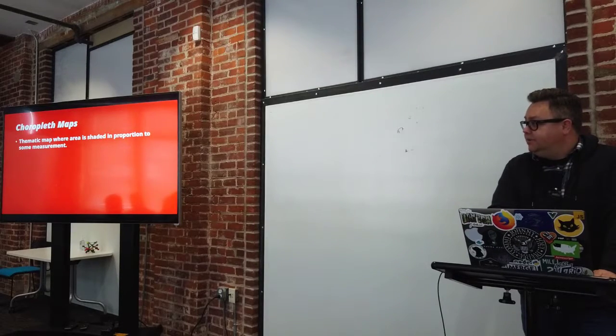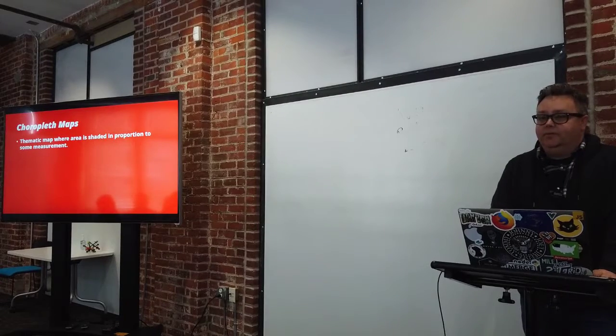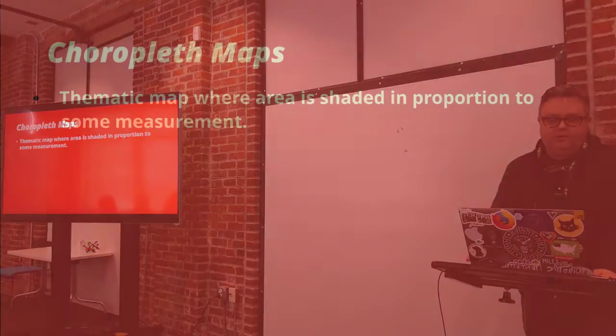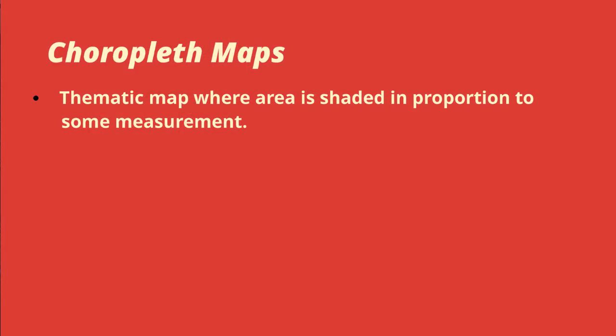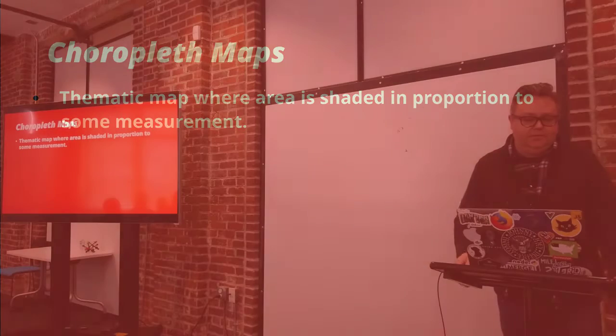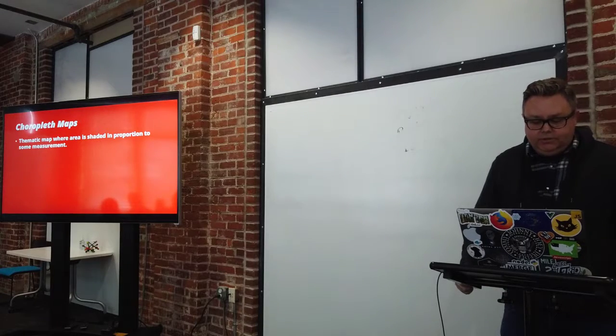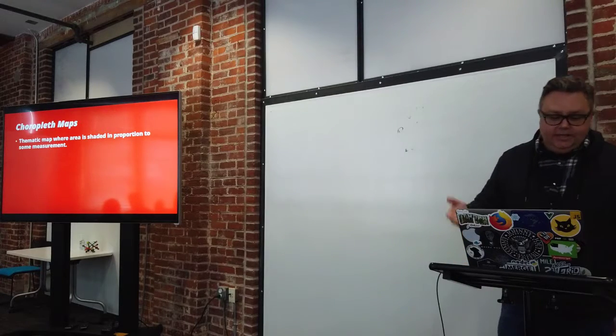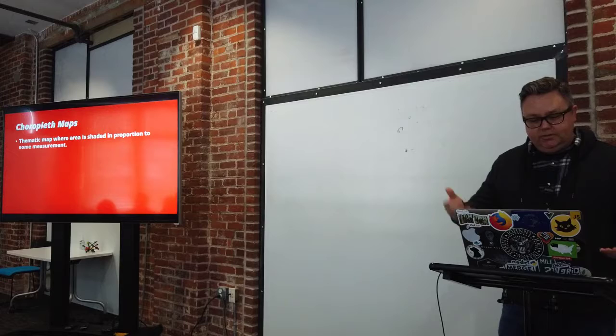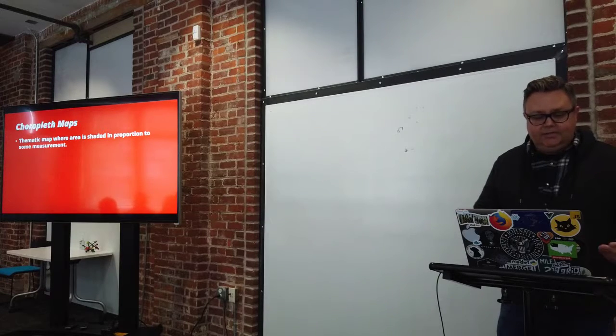Choropleth map, just to explain it, you've seen them all of your life, I'm sure, but if you've never heard the term, it's a thematic map where the area is shaded in proportion to some measurement. So usually you'll see them like the data I have here is unemployment data, but you'll see it for any sorts of things where you want to show a map, and you'll have light areas and dark areas where there's some sort of high activity, right?